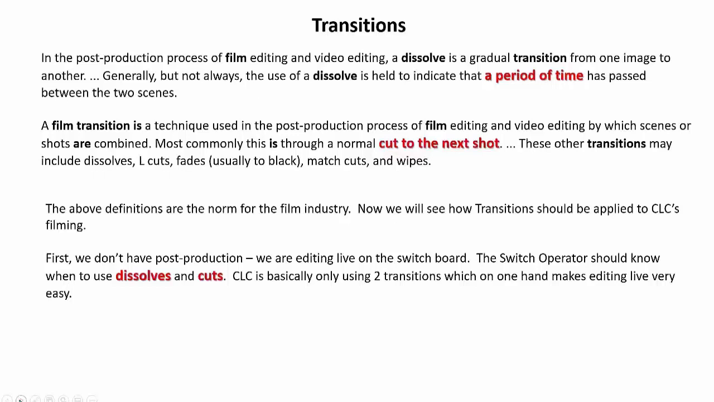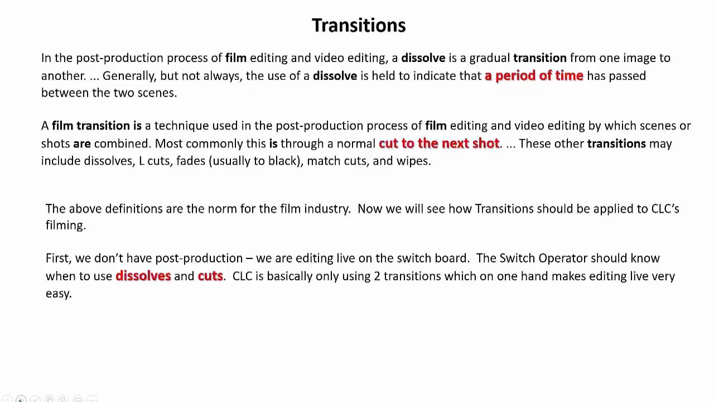A film transition is a technique used in the post-production process of film editing and video editing by which scenes or shots are combined. Most commonly, this is thought of as a normal cut to the next shot. These other transitions may include dissolves, L-cuts, fades, usually to black, match cuts, and wipes. The above definitions are the norm for the film industry. Now we will see how transitions should be applied to Covenant Life's filming.